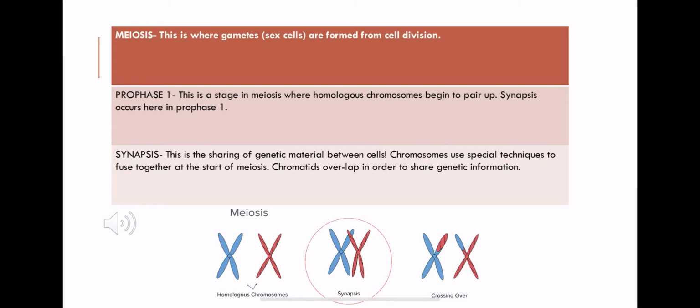To start, meiosis occurs where gametes known as sex cells are formed due to cell division. During meiosis, cells undergo prophase 1 where homologous chromosomes begin to pair up. Synapsis then occurs while still in prophase 1. Synapsis is a process of sharing genetic material between the cells. Chromosomes use special techniques to fuse together where chromatids overlap in order to exchange their genetic material.